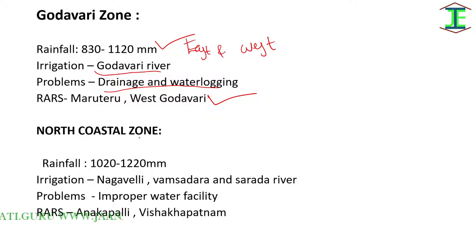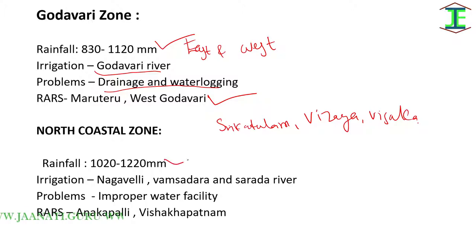Next, North Coastal zone. Under this zone, the districts are Srikakulam, Vizianagaram, and then Visakhapatnam. Rainfall under this zone is 1020 to 1220 mm, and irrigation facilities are by Nagavali, Vamsadhara, and Sarada rivers. Problems are improper water facilities. RARS is located at Anakapalli, Visakhapatnam.